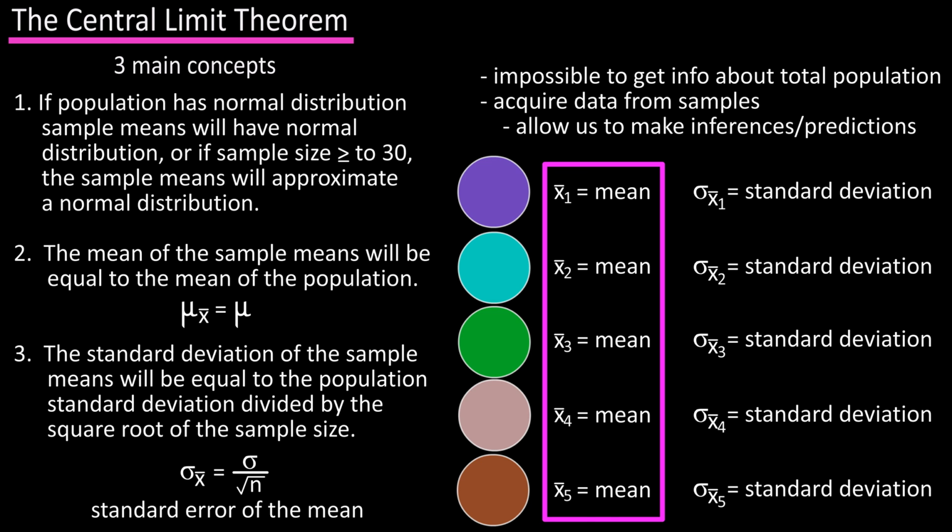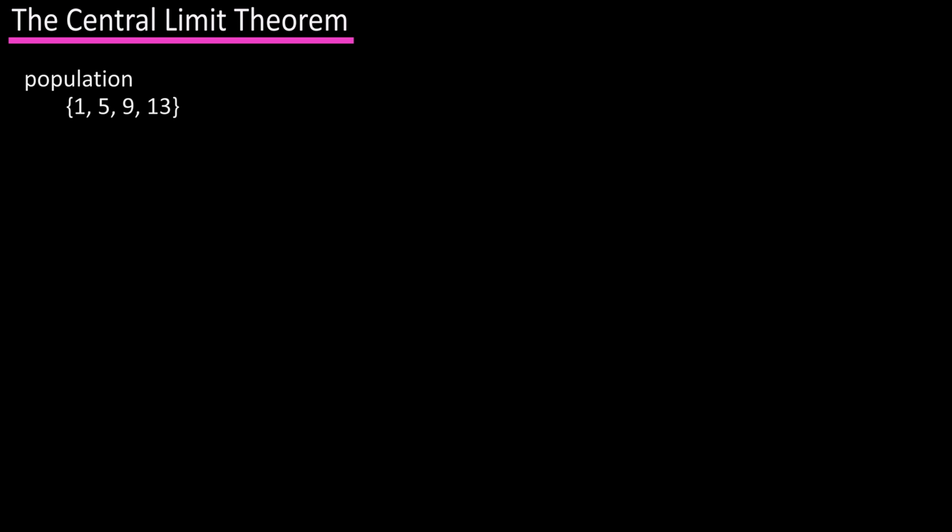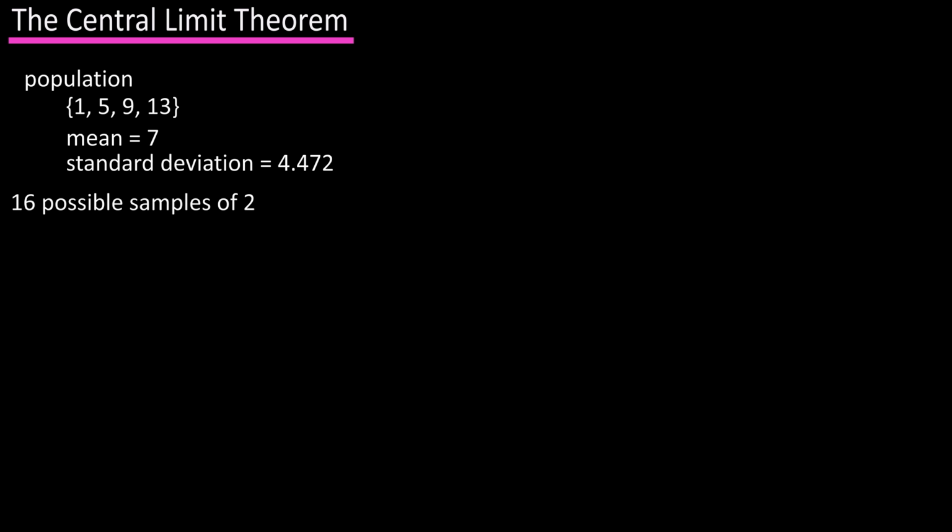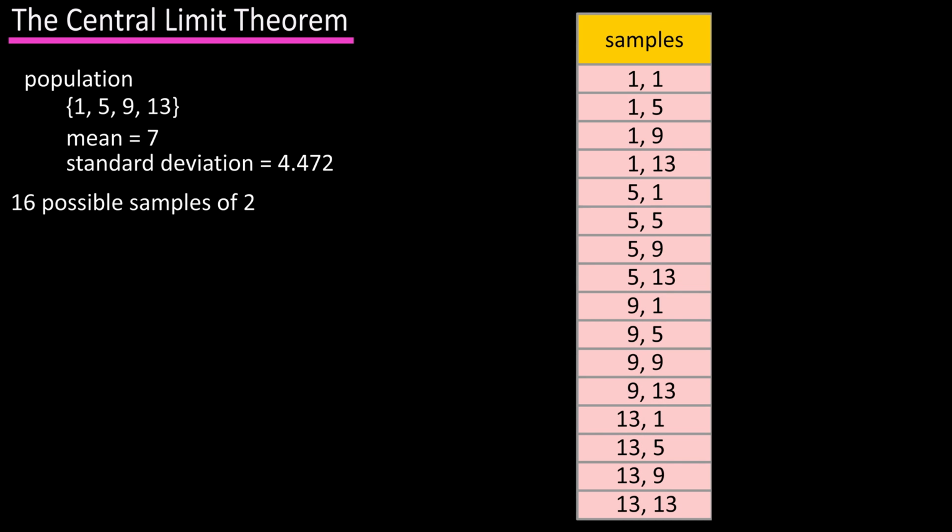Okay, so let's go through an example of this. Let's say that there's a population that consists of the values 1, 5, 9, and 13. The mean for this population is 7, and the standard deviation is 4.472. If we randomly choose 2 of the values from our population with replacement, there are 16 possible samples of 2 from the population, which I've listed in this table.